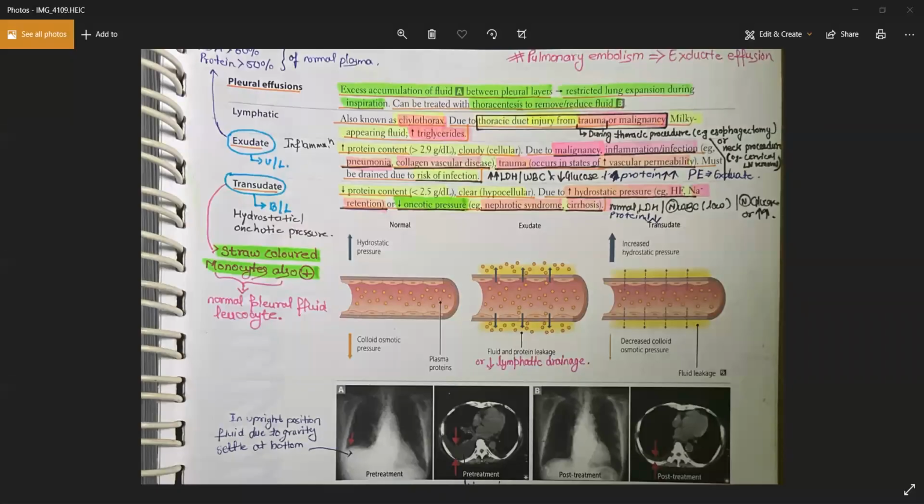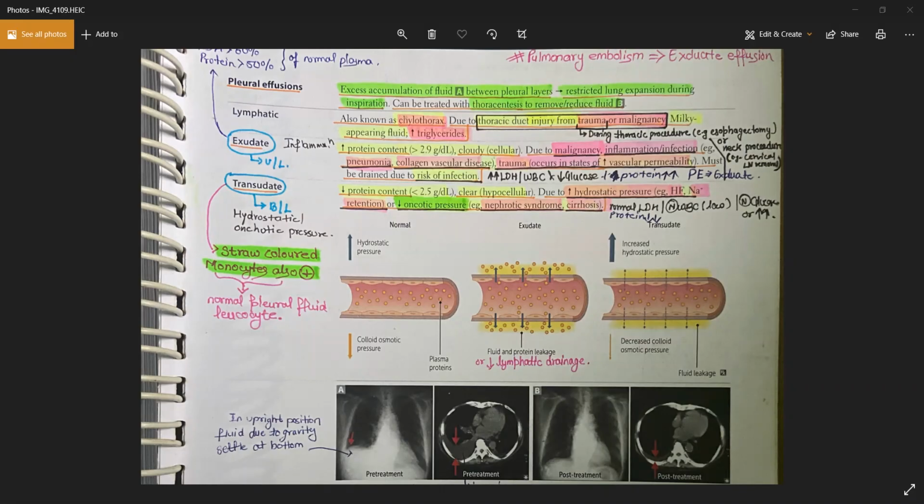Now, we are discussing all these effusions. Does anyone know how this pleural fluid is formed? Normally you have some kind of fluid in the pleura. How is this fluid forming in the pleura?